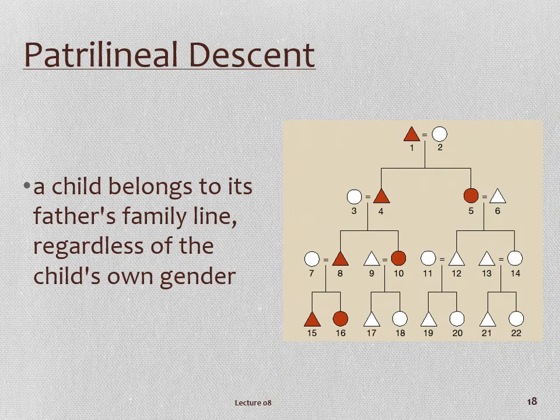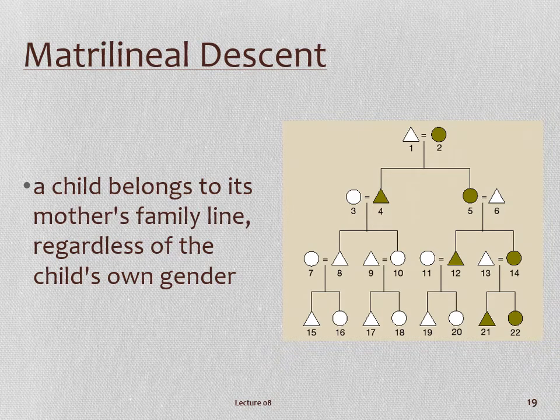Patrilineal descent is where children belong to their father's family, regardless of their own gender. In this diagram, you see that persons 4 and 5 both inherit the same lineal identity from their father, person 1. Person 4, one's son, passes the same identity on to his children 8 and 10. But person 5, the daughter, does not pass that identity on to her children 12 and 14. They inherit their lineal identity from their own father, person 6.